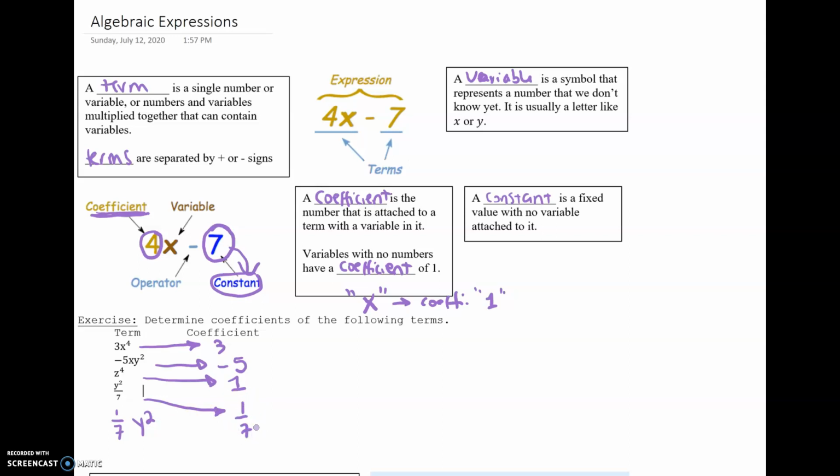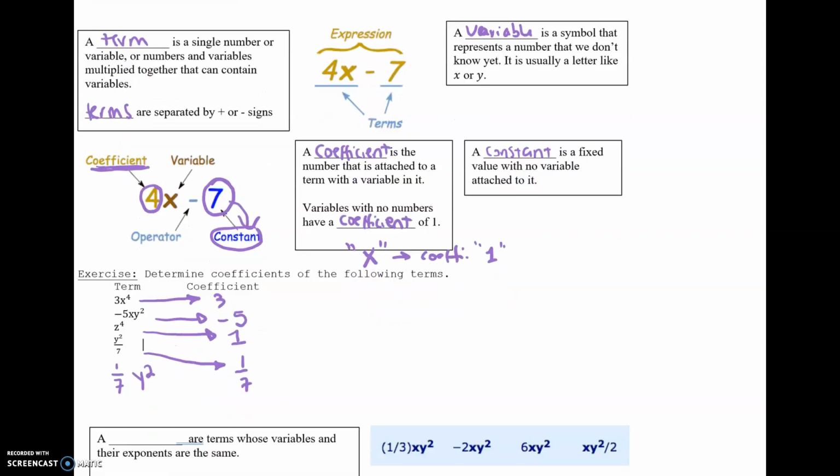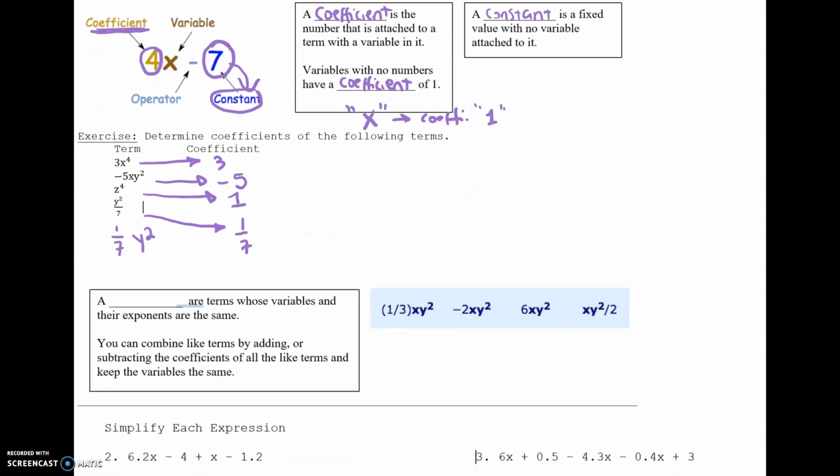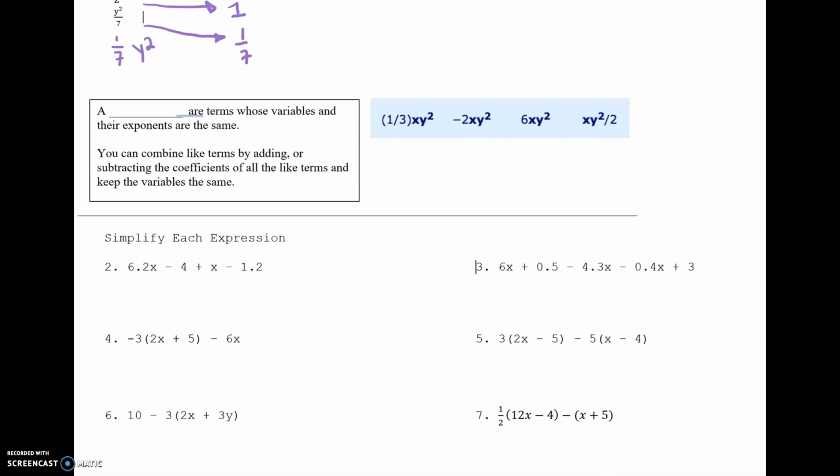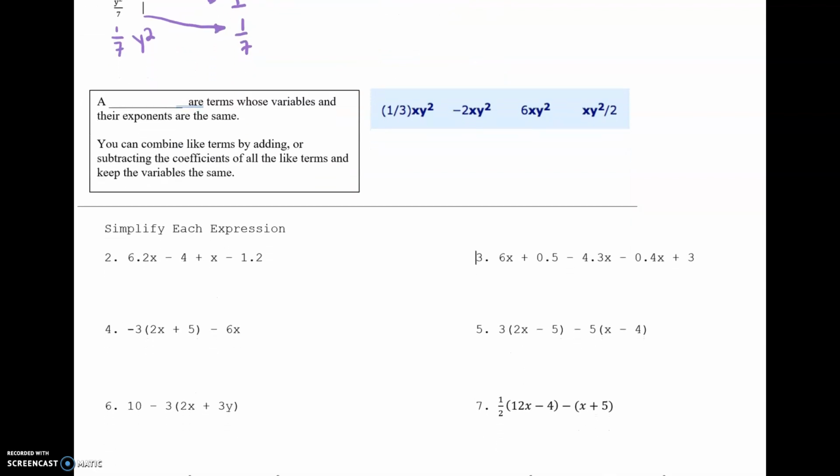Okay, so now that we're all on the same page of what the vocabulary words are going to be, let's talk about like terms. A like term are terms whose variables and their exponents are the same.